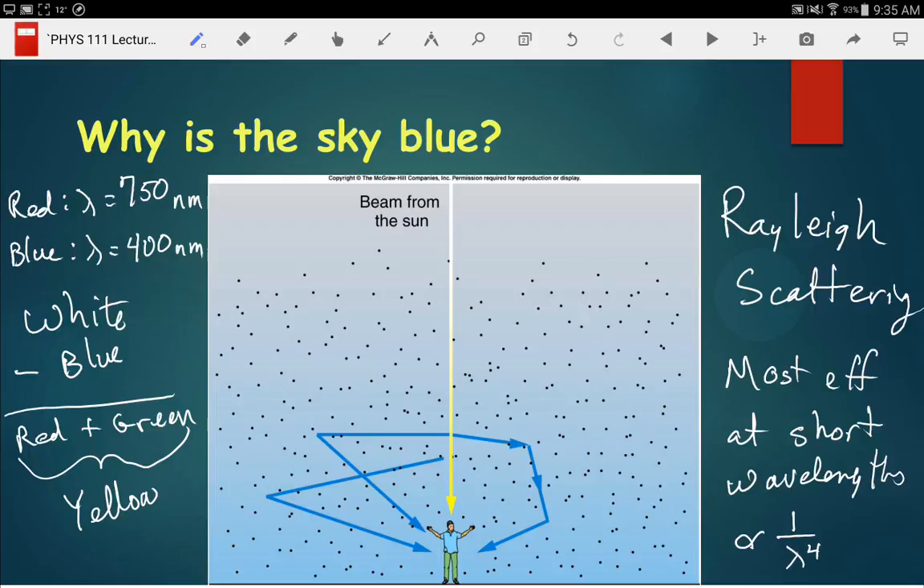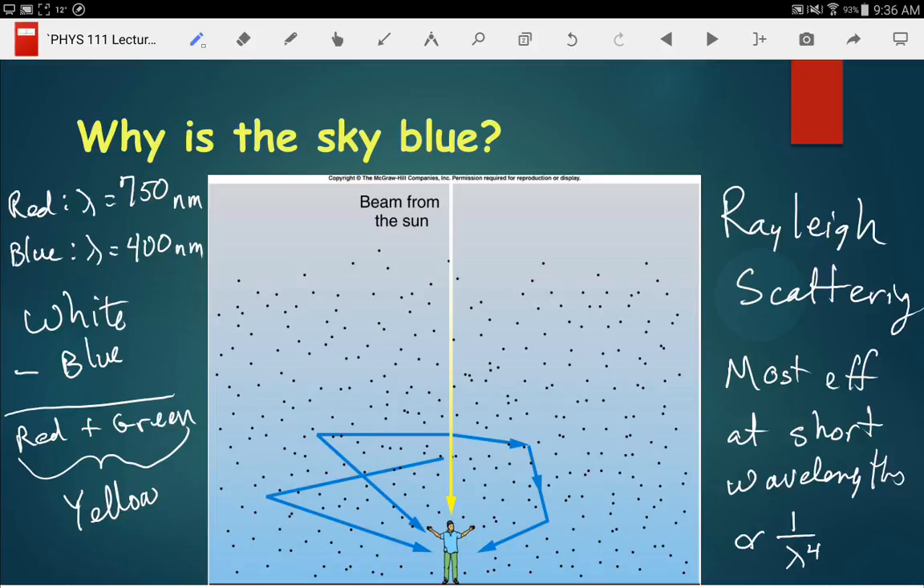So the sun looks a lot more yellow than it really is because of the blue light that was scattered away. Now, don't go looking directly at the sun. That's bad, right? But the sun, we all know, has a yellow color, largely because of the blue light being scattered away. But where does that blue light go? It goes all different directions.